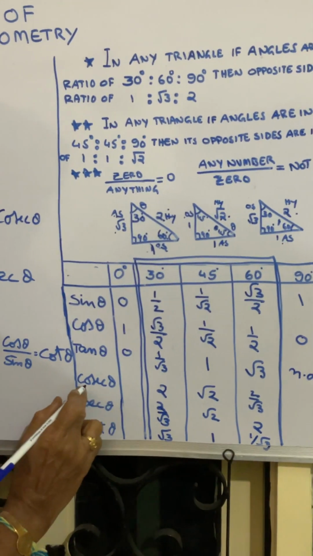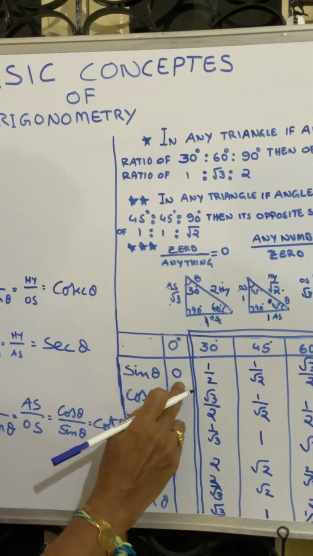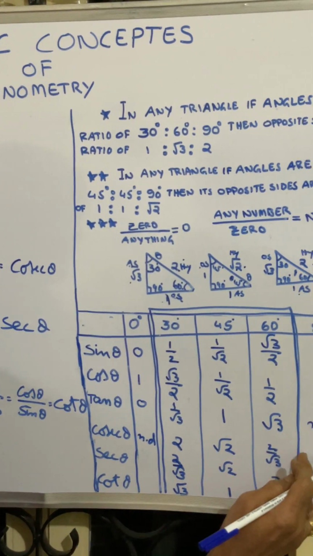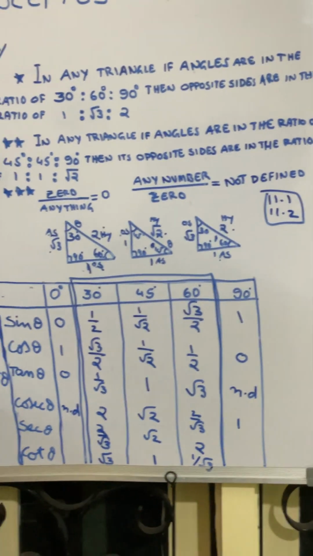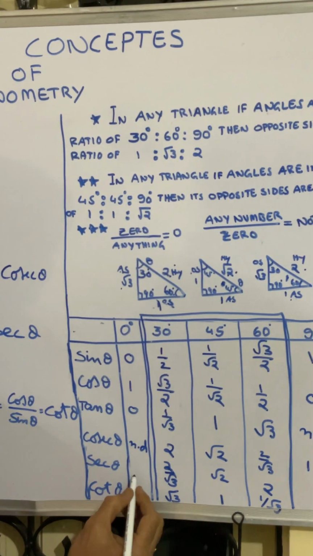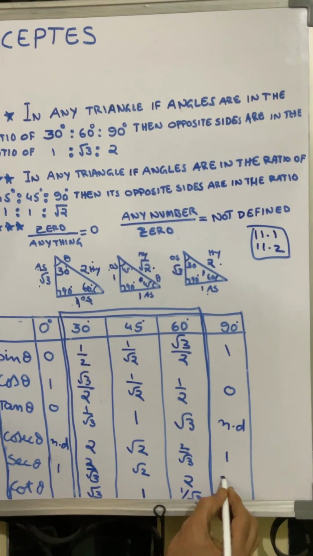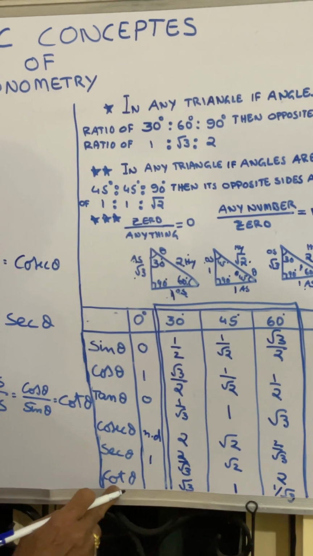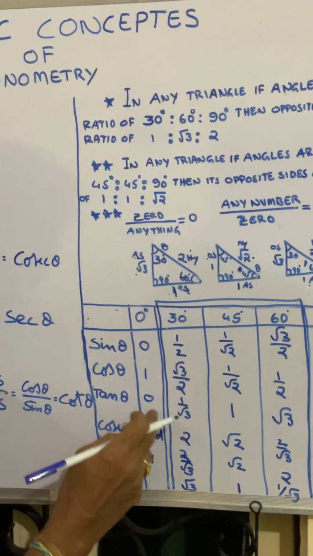Similarly, cosecant is the reciprocal of sine. So 1 by 0, again it is not defined. This one: 1 by 1, the reciprocal of sine, is 1. Secant is the reciprocal of cos, so 1 by 1, 1. Here 1 by 0 is not defined. Cot is the reciprocal of tan, so 1 by 0, not defined.